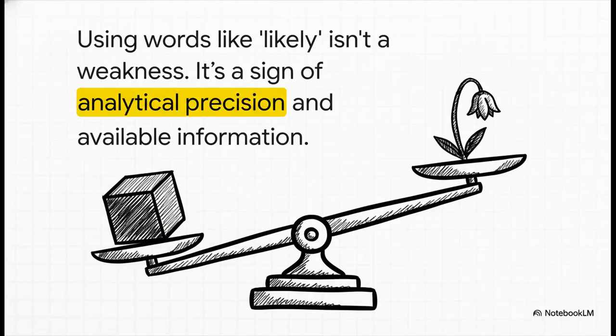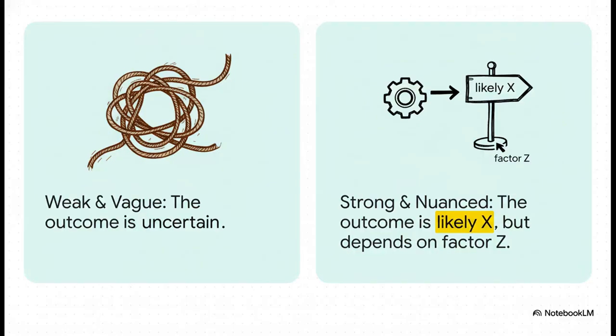Okay, here's the absolute key takeaway. Using words like likely or probably is not a weakness. It's not a sign that you lack confidence. It's actually the opposite. It's a sign of real analytical precision. It shows you get the limits of the information you have, and you're giving the most accurate answer you possibly can within those limits.